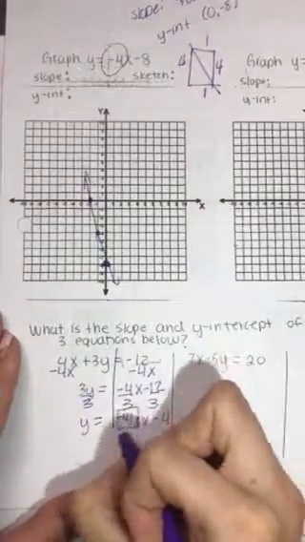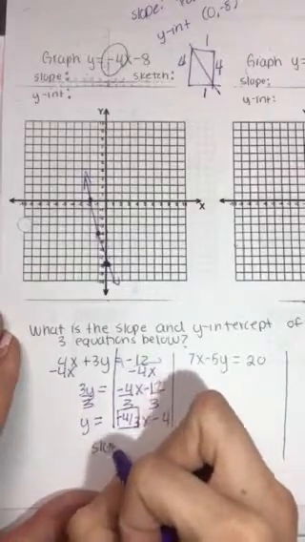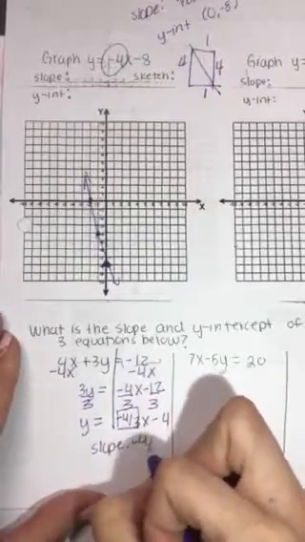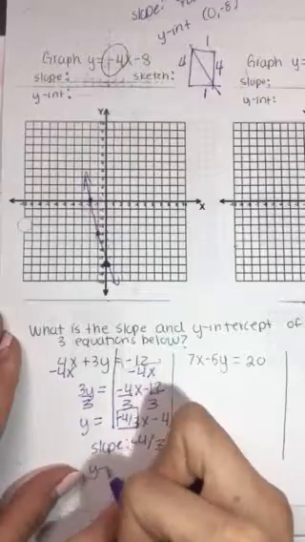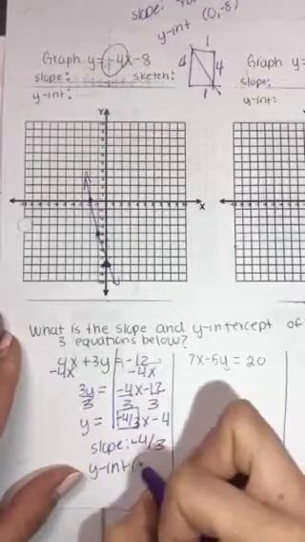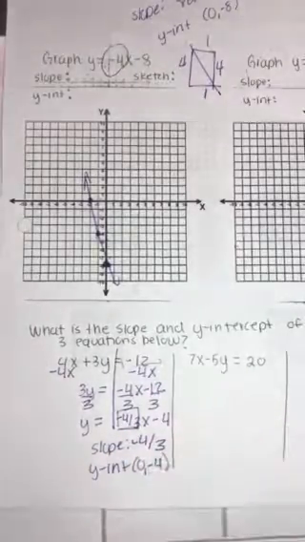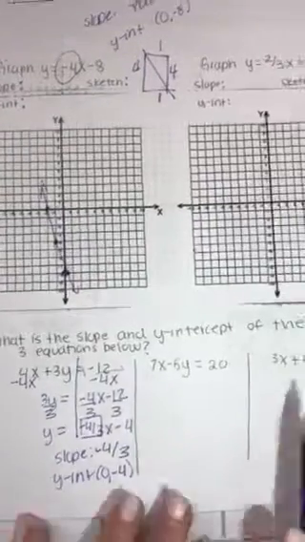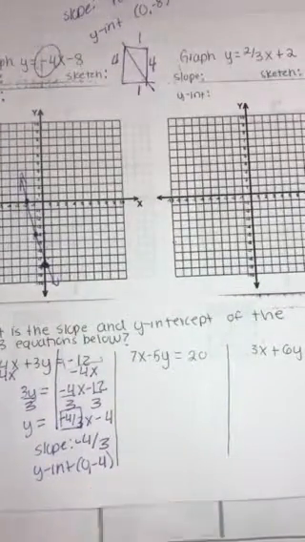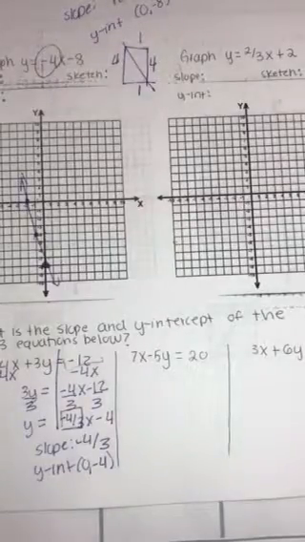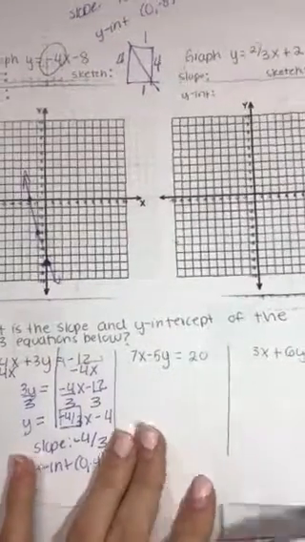My slope is the number in front of x. My slope is -4/3, and my y-intercept is right here, 0, -4. Go ahead and do the other two, and you can check them in your answer key. Once you've done that, play the video, and it's going to walk you through the quiz.